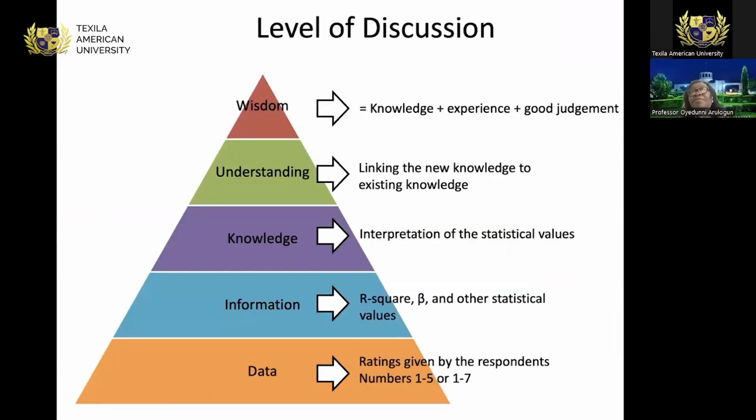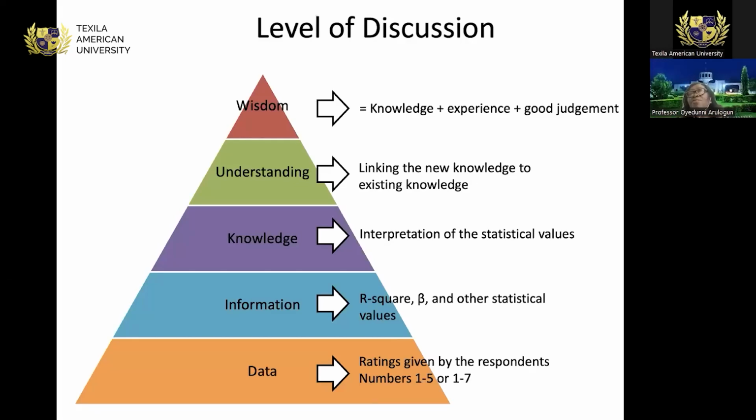So in chapter 5, we are looking at the degree of discussion and lessons learned. At the wisdom stage, which is at the apex, we are looking at what knowledge has been gained, what experience has been gained, and good judgment. At the understanding level, we are linking our results to the existing knowledge. This is where we say, this study is in consonance with the study of ABC, or this study is at variance with what XYZ had found.